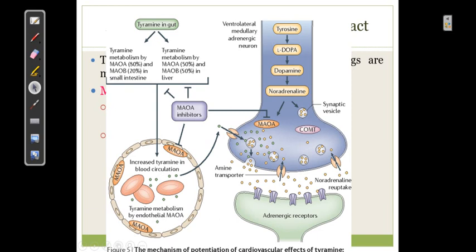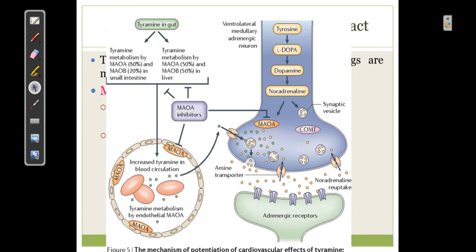In such a case, this enzyme is inhibited, and now the tyramine will be in blood circulation. Once it is in blood circulation, it will displace the noradrenaline, and this displacement will result in a significant increase in sympathetic output. That could lead to a medical emergency situation, where it could lead to hypertensive crisis, a sudden and consistent increase in the blood pressure level.